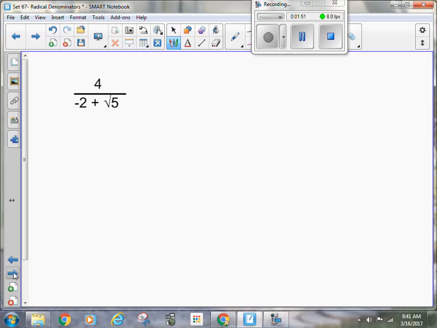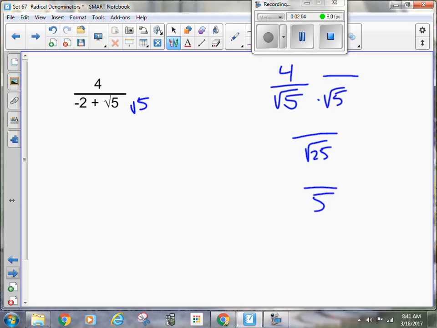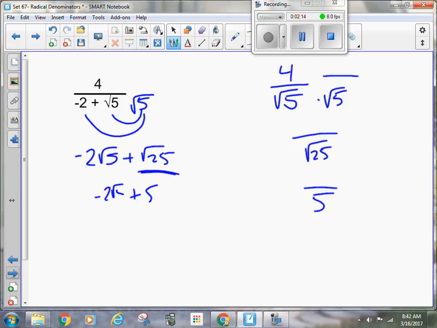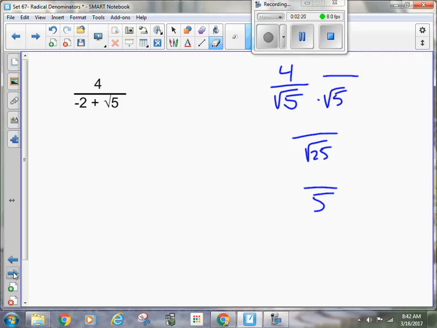Well, in problems before, when we had something like 4 over square root of 5, we would just multiply by the square root of 5 because we'd get square root of 25 in my denominator, and then it would turn into 5. Here, if we just multiply by square root of 5, you have to multiply it to both parts, and we get negative 2 square root of 5 plus square root of 25, which is fine, that one will end up being 5, but we still have the square root in the denominator in the first term now. So that is why we're going to multiply by conjugates, because it's going to get rid of that term. But if we multiply it on the denominator, we have to multiply it on the numerator.